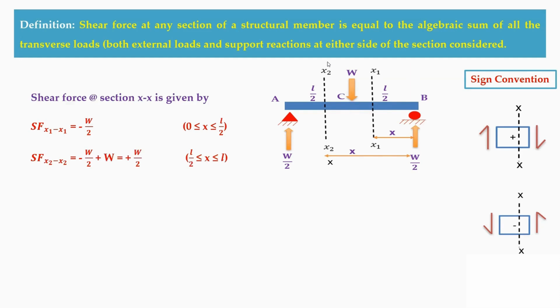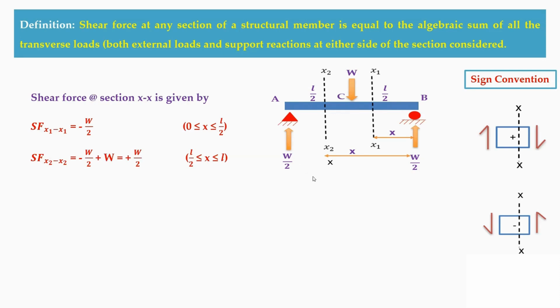Then for another section, we cut it in the CA segment. Towards this CA segment, you have to add the externally applied load as well as your support reaction. Here the support reaction is W by 2, which is in anti-clockwise direction, therefore negative. And this externally applied load is plus W. Why? Because it is in the clockwise direction. Therefore, minus W by 2 plus W, so in total you are getting plus W by 2. And the limits here are L by 2 to L.